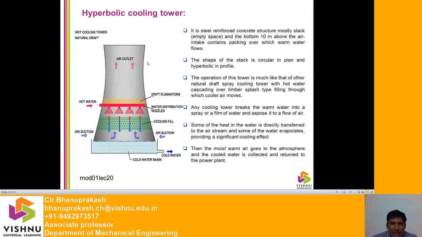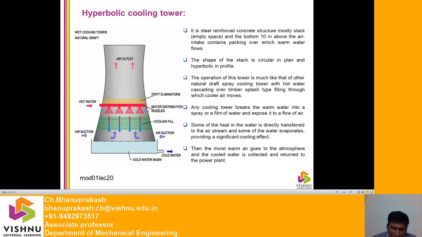See, it is a steel reinforced concrete structure, mostly hollow, meaning empty space. At the bottom here you can see there is an air intake about 10 meters above. It contains packings. You can see this is a cooling fill or packings over which warm water flows. Generally the hot water will come down here, the air will be flowing this way, and the hot water will be coming this way.